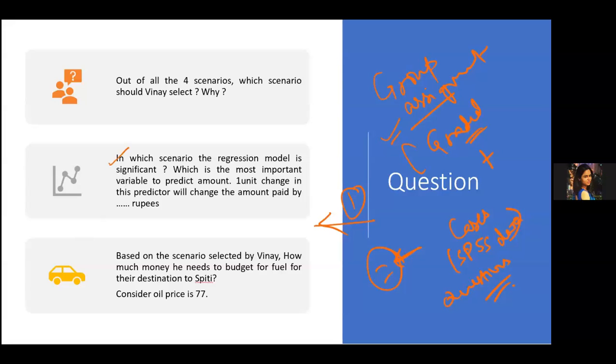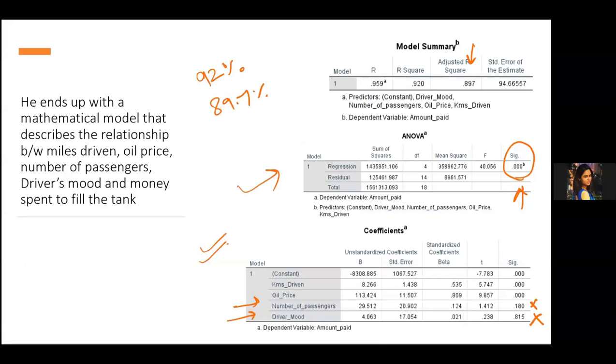I told you something about beta value, that the variable with the highest beta value is the most significant predictor. Let's see here. What do we derive from the unstandardized coefficient? What is it used for? Regression equation. Yes, regression equation. But when you have to compare which variable is most important, you use these beta values.